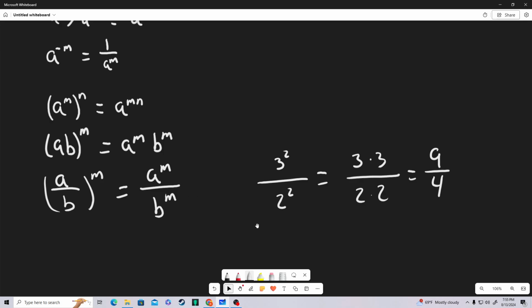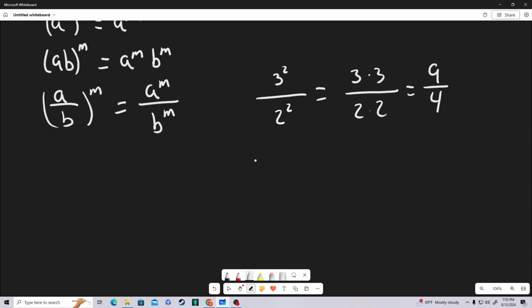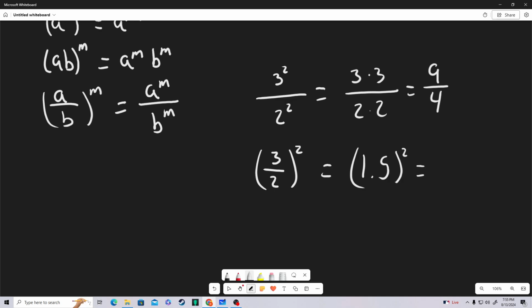Which, if we do this the other way, that's using the identity. If we don't use the identity, it would be 3 halves squared would equal 1.5 squared. If we put that into a calculator, 1.5 squared, that equals 2.25. And if we do 9 over 4, that also equals 2.25.